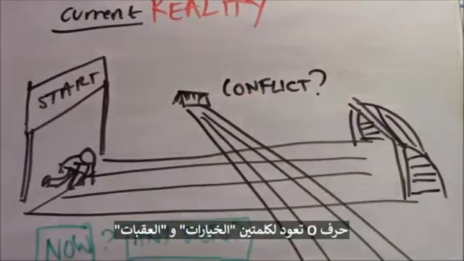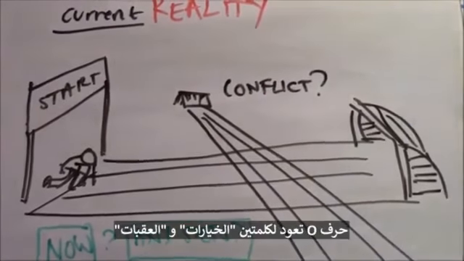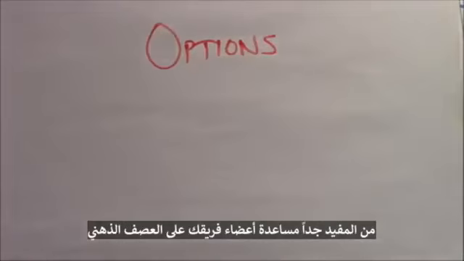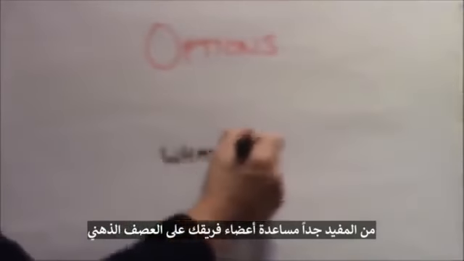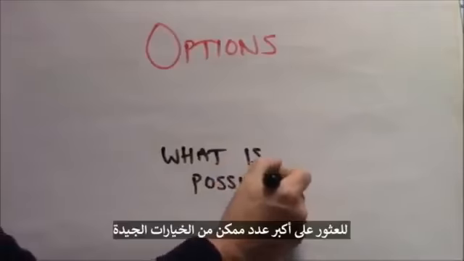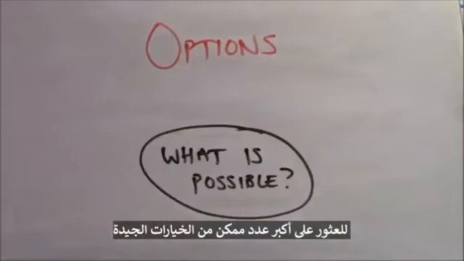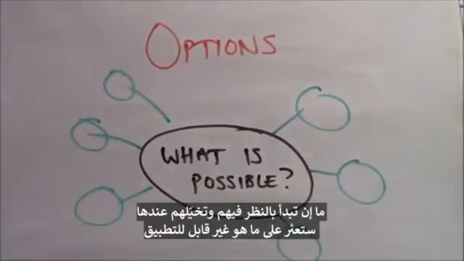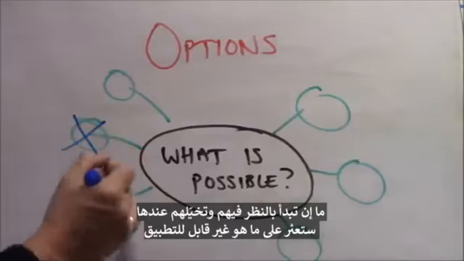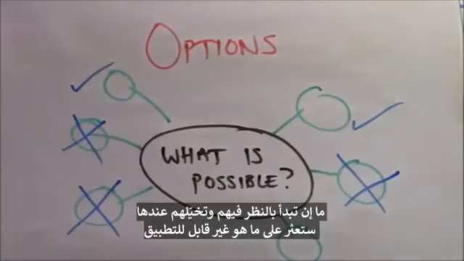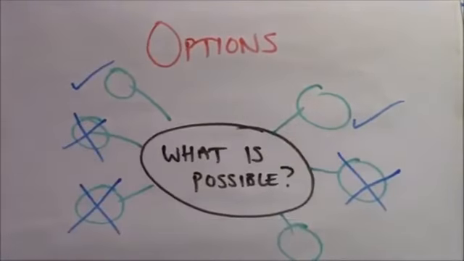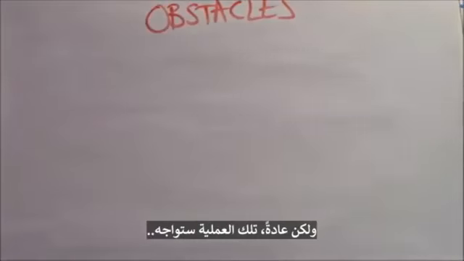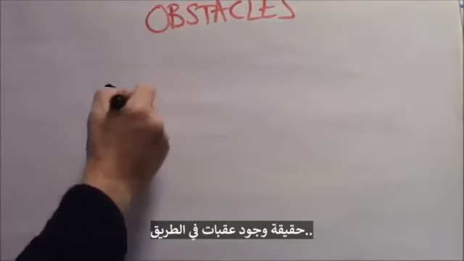Now the O stands for two things, options and obstacles. And when it comes to options, what's really helpful is that you help your team member brainstorm as many good options as possible to achieve their objective. Because once you look at these and visualize these, you can begin to work out what isn't viable and those that are. But occasionally this process will also throw up the fact that there are obstacles in the way.